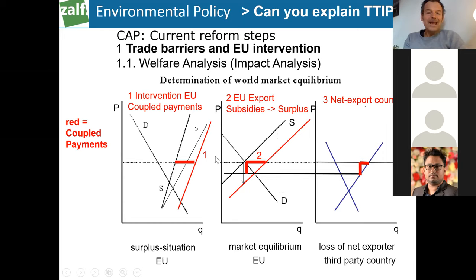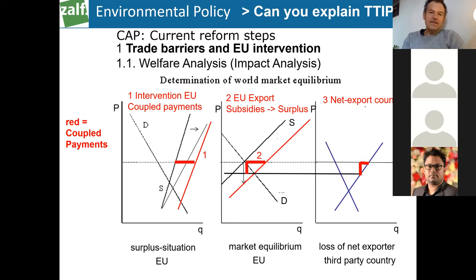We have to pay now the price difference between the world market price and the high price at EU level. That means the government has to pay an extra amount of money in order to get rid of it to the world market. And this is exactly where it was accused that the EU system really destroys markets in Africa. It destroys markets all over the world because of this dumping. And this is called dumping.